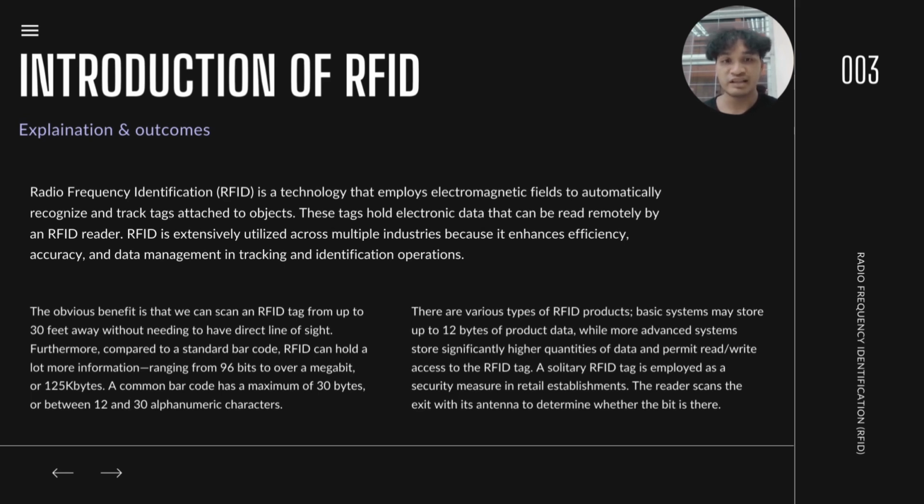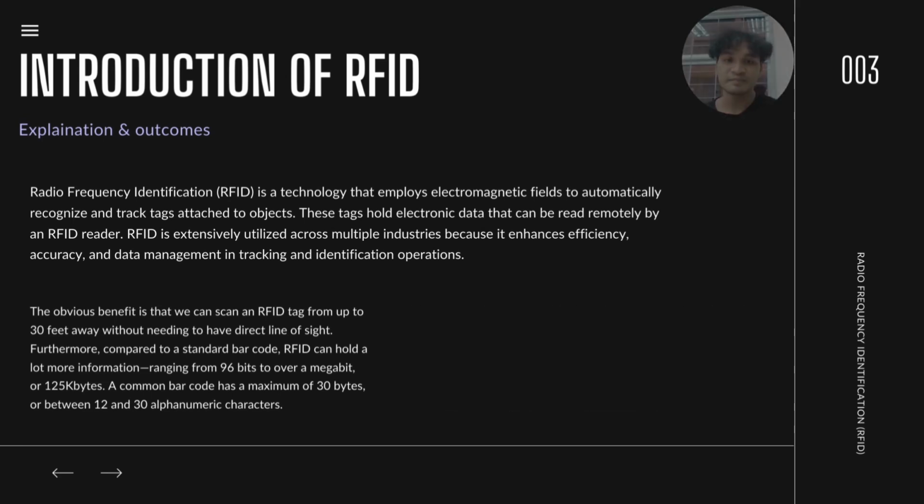So there are various types of RFID products. A basic system may store up to 12 bytes of product data, while more advanced systems store significantly higher quantities of data and permit read or write access to the RFID tag. A certain RFID tag is employed as a security measure in retail establishments. The reader scans that exit with its antenna to determine whether the tag is there.